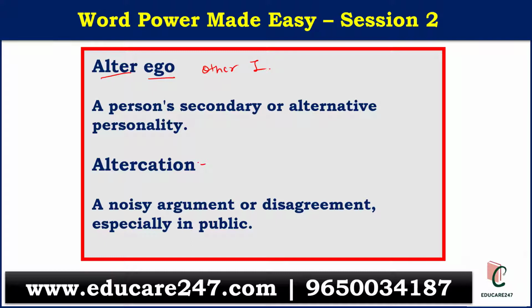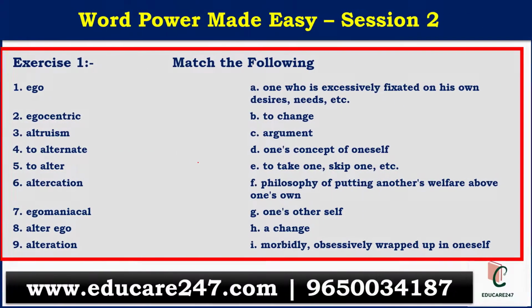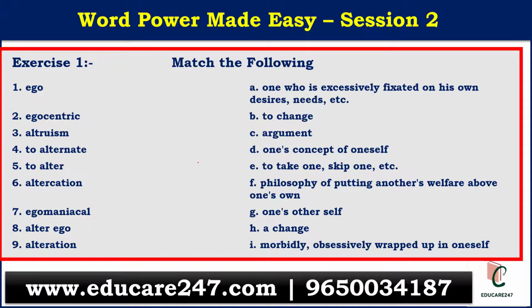So I hope you're clear with all 10 words discussed in this session. So now we'll be moving to our exercise. So here we'll have the match the column exercise. So let's begin. The first word we have is a root word, ego. So ego is basically one's concept of oneself, which is basically I. So we are going to have ego here.